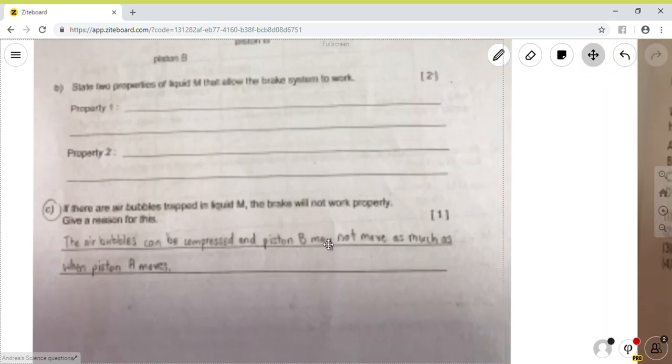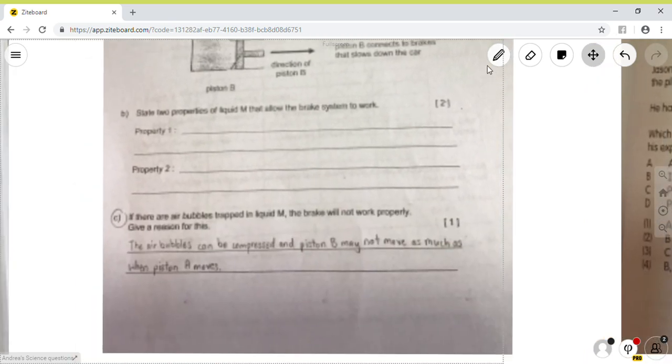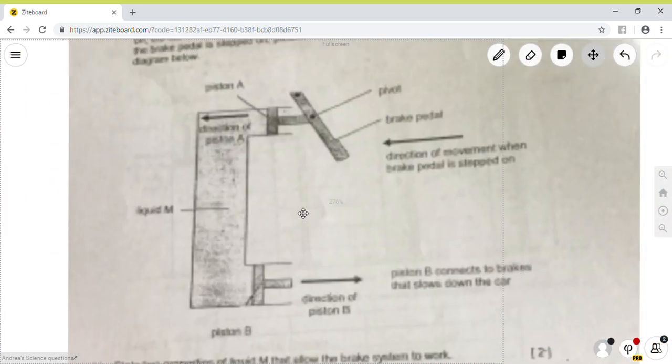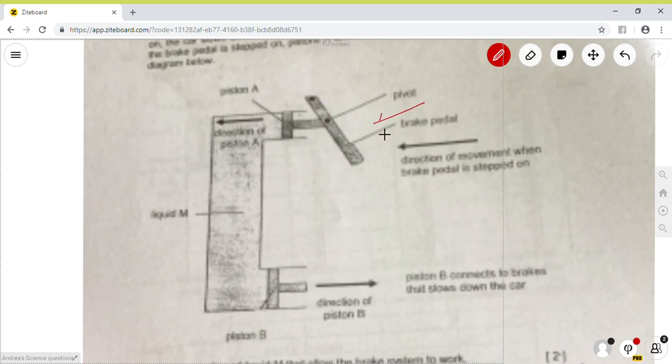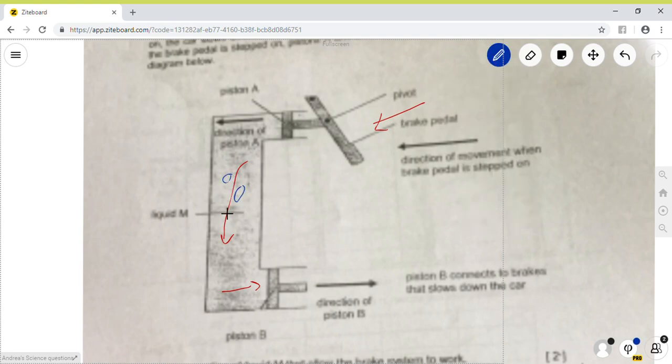Okay, this is if there are air bubbles trapped in the liquid and the brake. This one is a brake. Because gas can be compressed, right? So air bubbles are gases. Now for this thing to work properly, the person steps here, the liquid will push and it will push the brake. The flow is like this. So can you imagine if there are air bubbles inside?